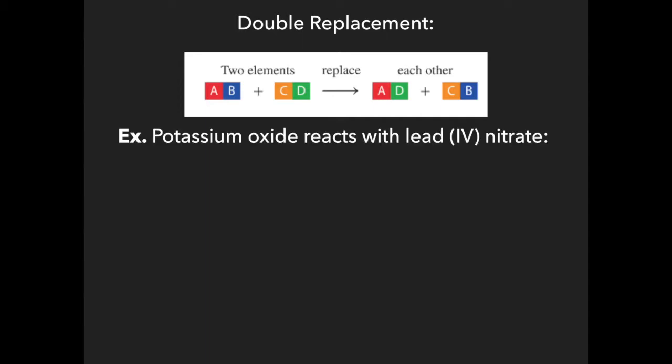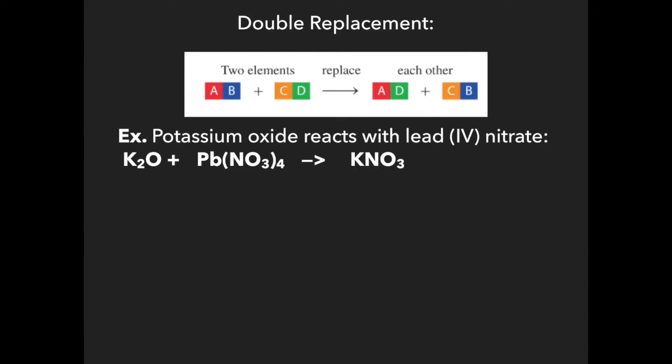So here I've got potassium oxide reacting with lead nitrate. Potassium oxide would be, potassium has a +1 charge, oxygen has a -2 charge, so K2O, plus lead nitrate, well lead has a +4 charge, nitrate has a -1 charge, so that would be Pb(NO3)4. Now that's going to produce, I'm going to do innies and outies. My outies are potassium and nitrate. So I've got to form a brand new compound now. Potassium has a +1 charge. Nitrate has a -1 charge. So that's going to form KNO3.